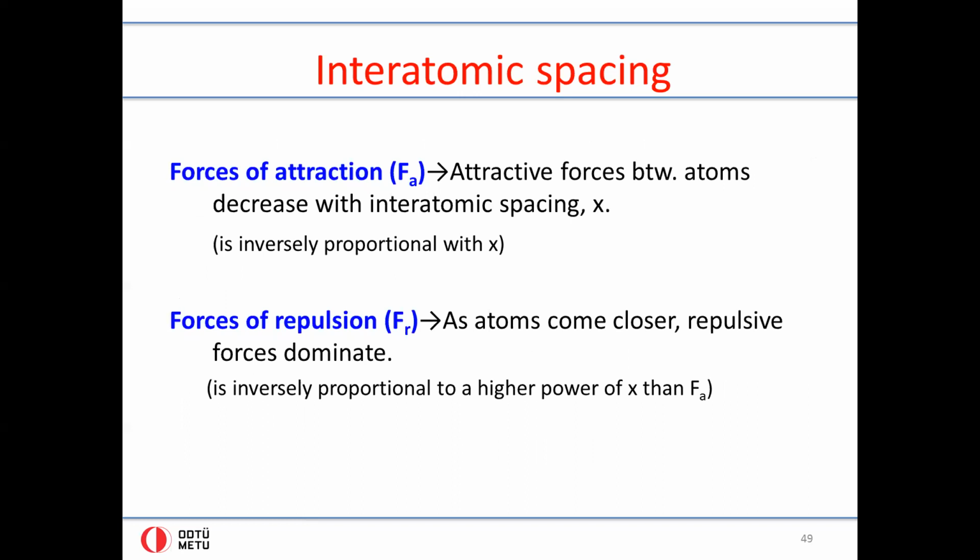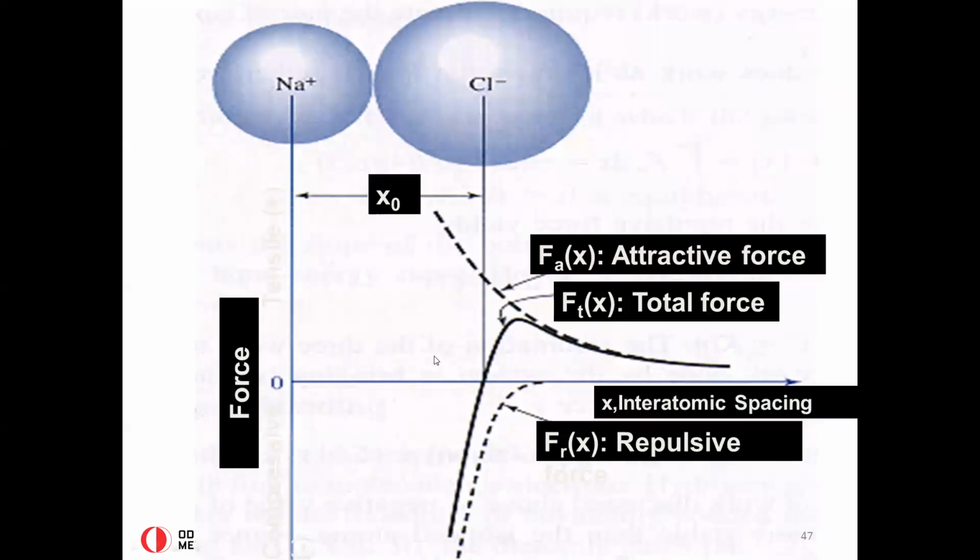So the attractive force decreases the interatomic spacing and pulls the atoms together, and it is inversely proportional with x, meaning it is increasing with decreasing x, or increasing with the atoms getting closer and closer. This makes sense because atoms being closer together feel each other more. The repulsive force is similarly inversely proportional with x, but to a higher power of x than Fa, meaning it still increases as x decreases, but it increases more rapidly. So the slope here is greater than the slope here.